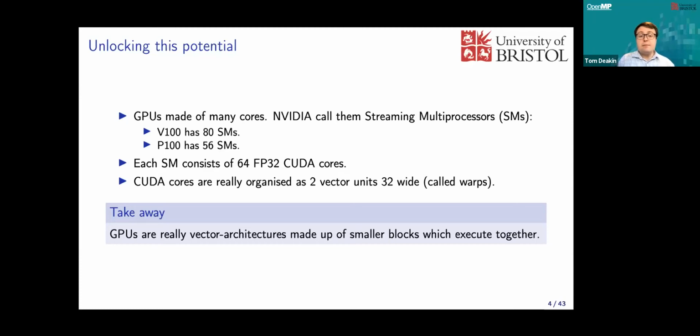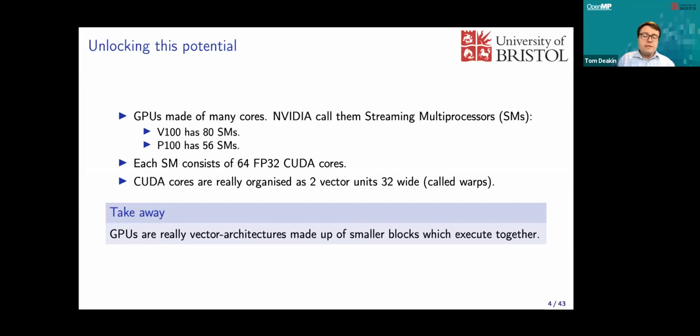Each of those SMs has 64 single precision CUDA cores. Now, this is quite unfortunate that NVIDIA has chosen the word core to define what is essentially a vector lane, whereas the CPU idea of a core may have vectors within that. So it's important to think that when you hear the term CUDA core, they are organized as these vector units in blocks of 32 CUDA cores together, and they call them warps.